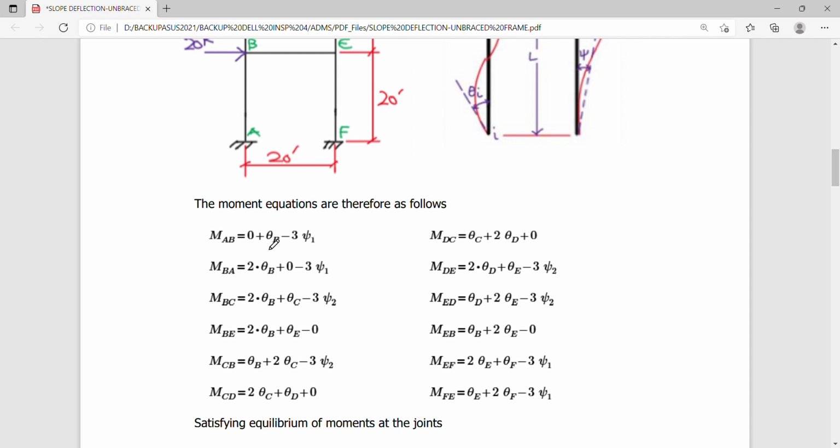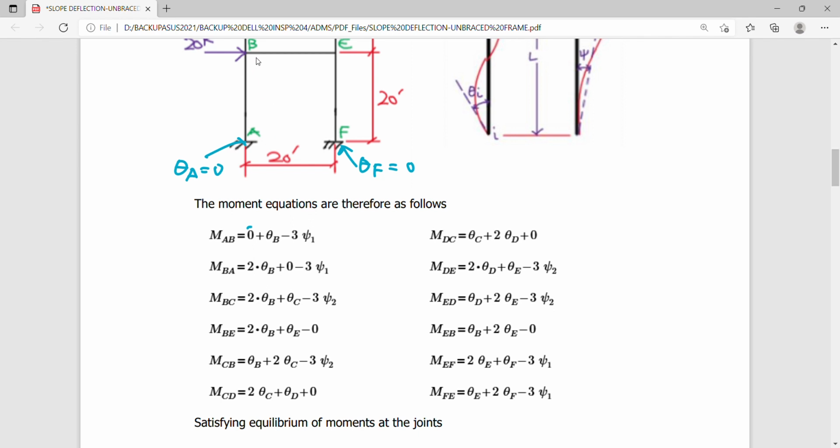Now this is AB, so this is 2 theta A plus theta B minus 3 psi 1. If I'm referring to member AB here, we know that there's no rotation at the support, so theta at the support will simply become 0. Likewise with your theta at F. So that's why there's a zero value here. And your theta B is the contribution of the far end of your AB member, which is half of the near end, and then minus 3 psi 1.